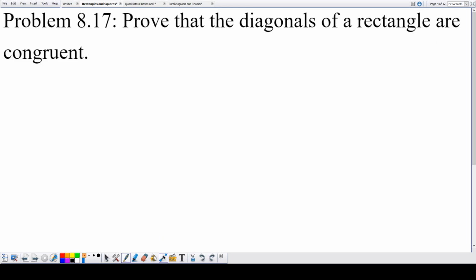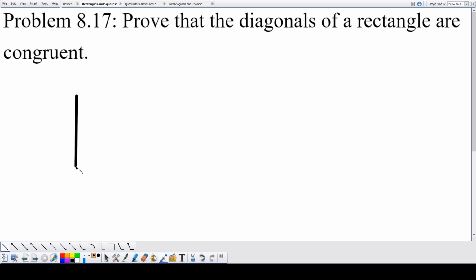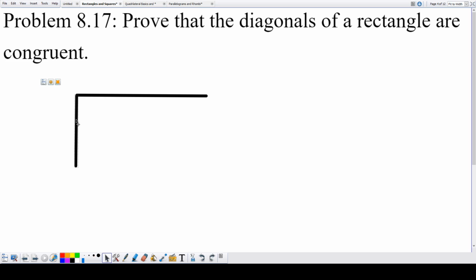Okay, so our next proof involving rectangles is to prove that the diagonals are congruent. So let's begin by drawing the rectangle, and don't get this confused with knowing from the previous problem that the diagonals bisect each other. While that is important, this proof wants us to show that the two diagonals have exactly the same length, regardless of the dimensions of our rectangle.